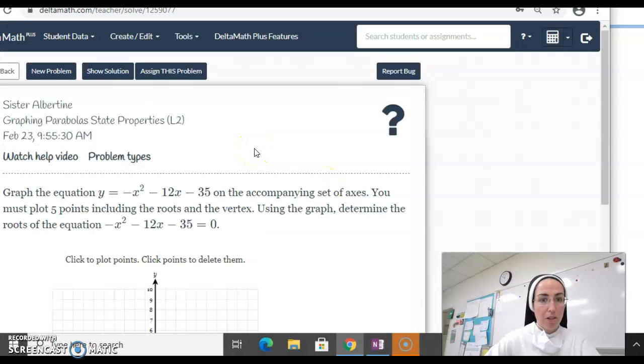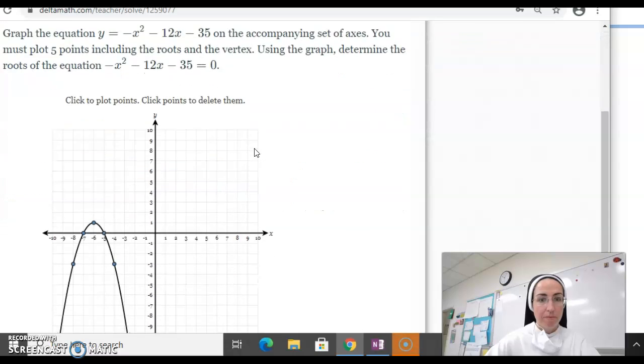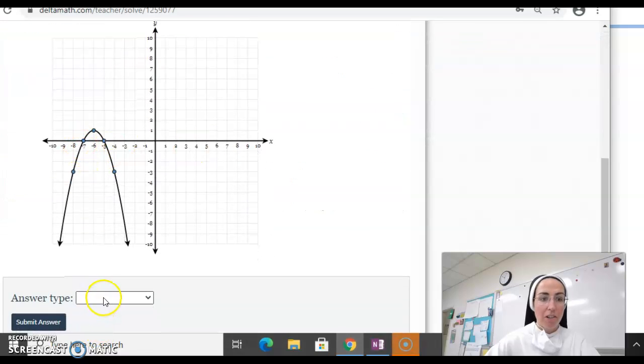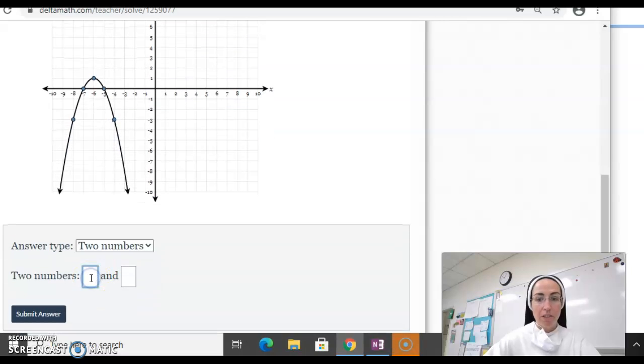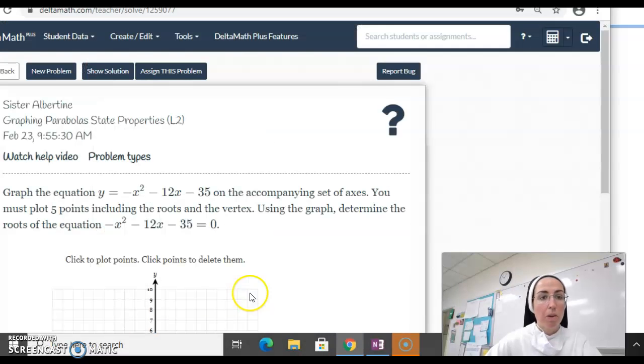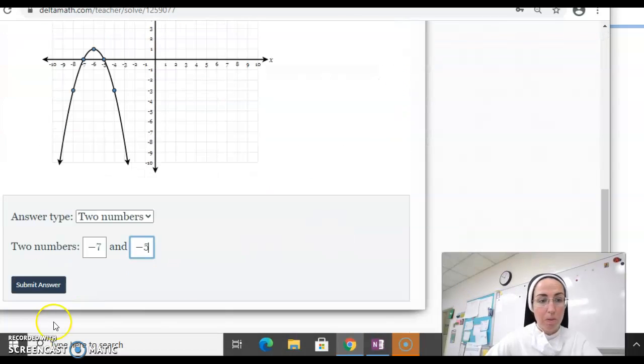Okay, and what is it asking for? It wants to know the roots. Well, we actually already found them. Our roots are -7 and -5. Let's just make sure that's what it wanted. You must plot 5 points using the graph, determine the roots of the equation. Okay, so that's what we want.